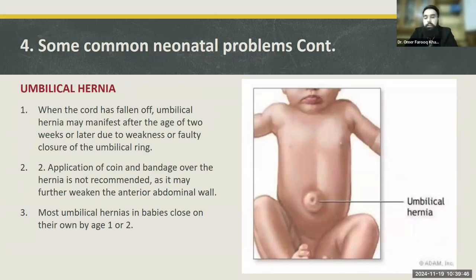Most umbilical hernias in babies close on their own by the age of 1 or 2. So you need not do anything till the baby is 2 years of age. You have to wait, unless it is a very large umbilical hernia. If the hernia, as shown in the picture, is of the size of a ping pong ball or smaller than that, you need to wait until the baby is 2 years of age.